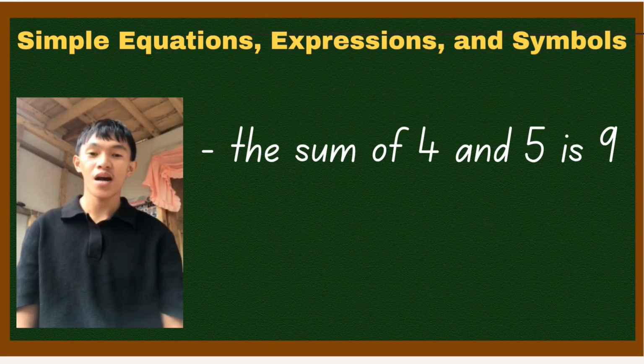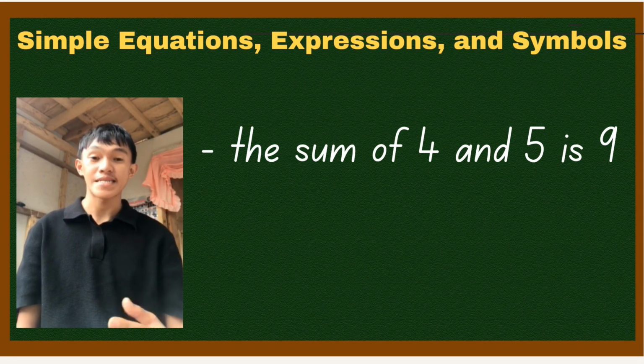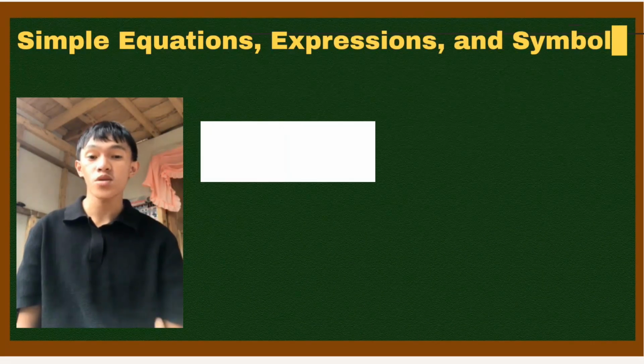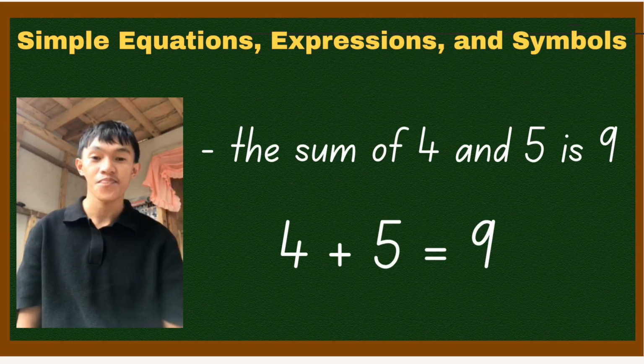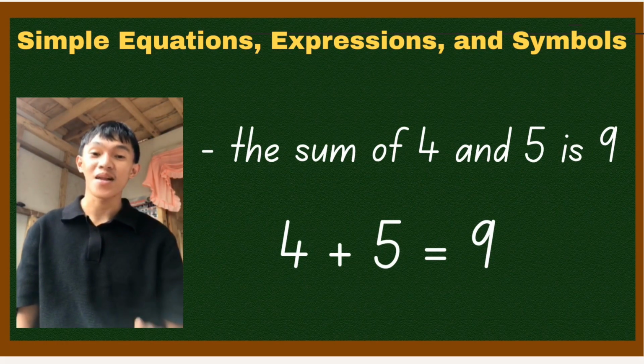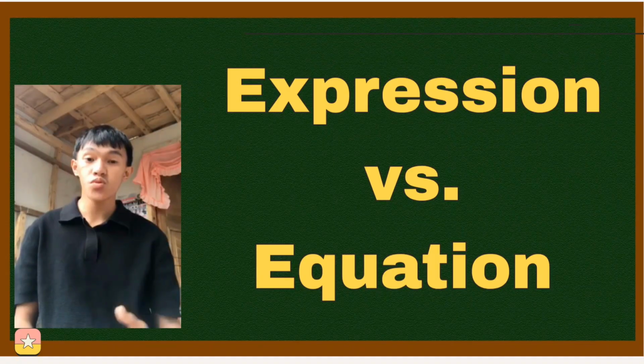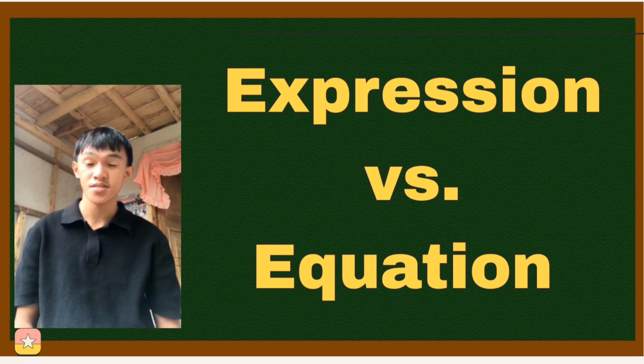Next one, we have the sum of 4 and 5 is 9. Again, our keyword here is the word sum, which means addition. And we need to add 4 and 5, which means 4 plus 5. And the word is represents the equal sign. Therefore, 4 plus 5 equals 9. This is the example of a numerical equation. Now, do you know what is the difference between numerical expressions and equations?